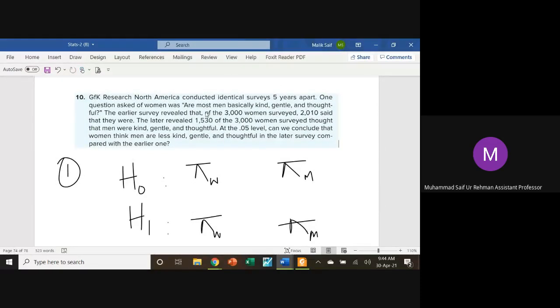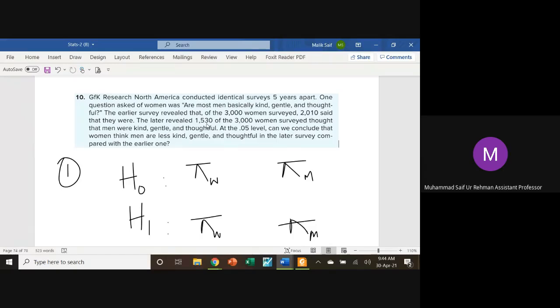So what was the question? Are most men basically kind, gentle, and thoughtful? Okay. And what was the response? Initially, in the first survey, 2010 are saying that yes, they are. In the second, 1530 are saying that yes, they are.